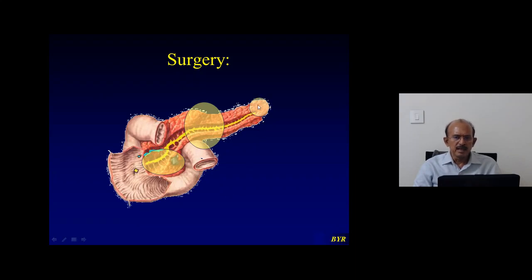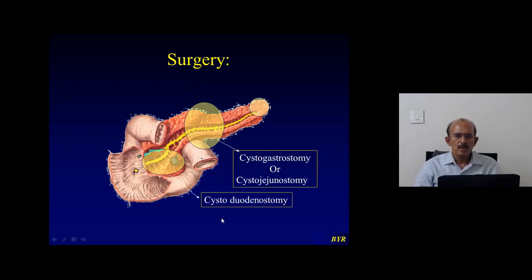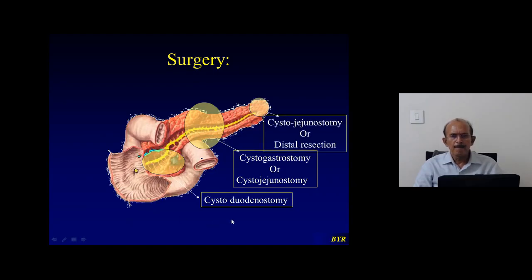If it's the tail of the pancreas, you can do anastomosis with the jejunum. When you do anastomosis between the stomach and cyst, it is called cystogastrostomy. If you do anastomosis between the cyst and the jejunum, you call this cystojejunostomy. Here it is called cystoduodenostomy, and here it is cystojejunostomy, or you can even resect the tail of the pancreas.